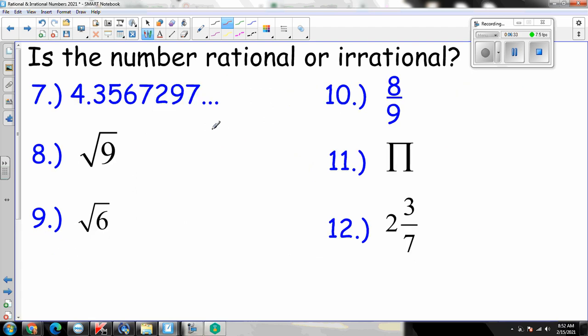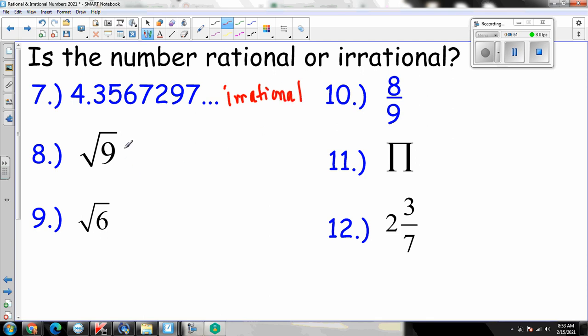All right, I want you to look at number 7. Directions say, is the number rational or irrational? Well, I'm noticing number 7 is a decimal that keeps going. The numbers are not repeating, so it is irrational. This is an irrational number.